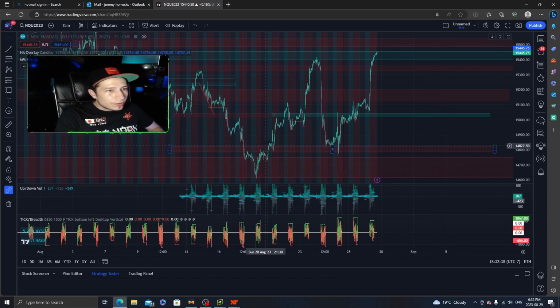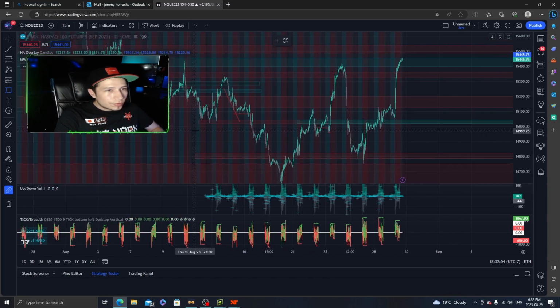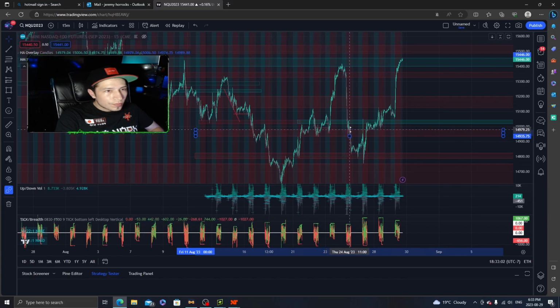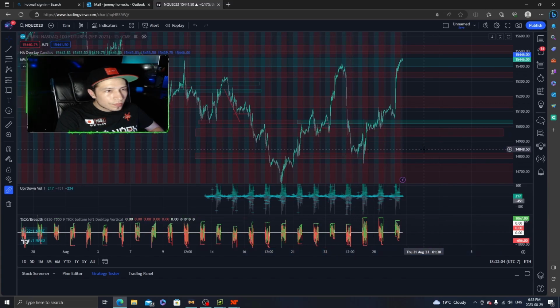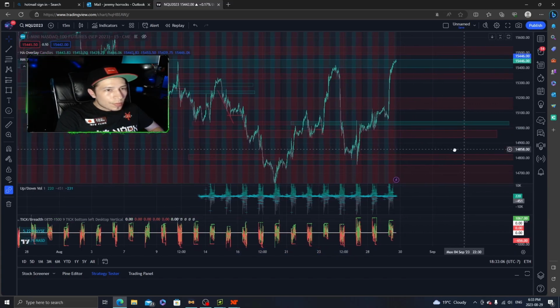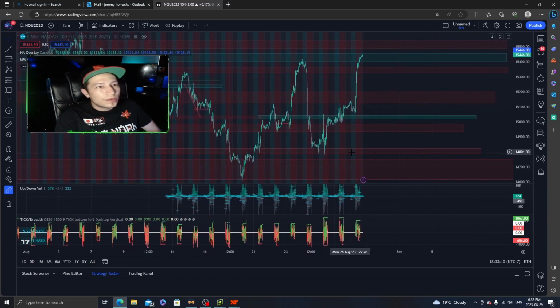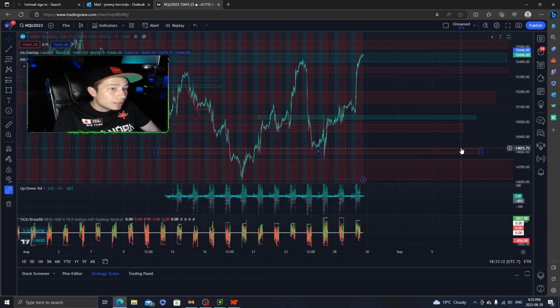Another prominent point of interest. We'll mark this. Okay, so there you can see this is how we've got our zones marked up now, okay?